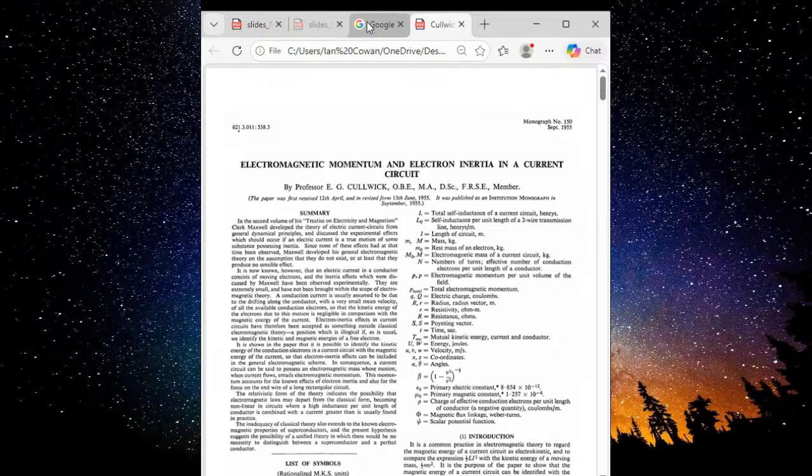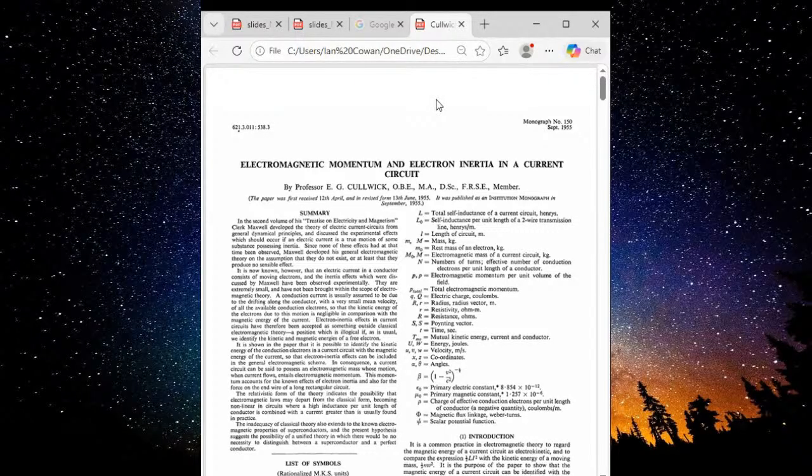But still, a fluid can possess inertia. Second paragraph of the summary says, it is now known, however, that an electric current in a conductor consists of moving electrons, and the inertia effects which were discussed by Maxwell have been observed experimentally. They are extremely small and have not been brought within the scope of electromagnetic theory. A conduction current is usually assumed to be due to the drifting along the conductor with a very small mean velocity of all the available conduction electrons, so that the kinetic energy of the electrons due to this motion is negligible in comparison with the magnetic energy of the current.